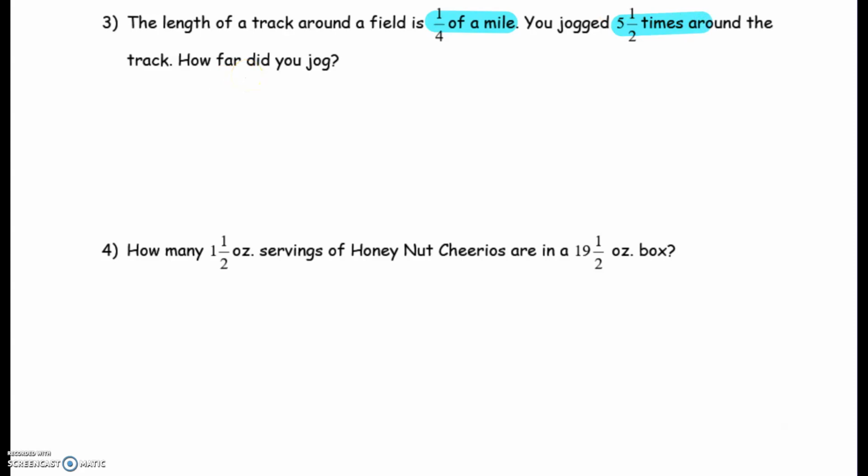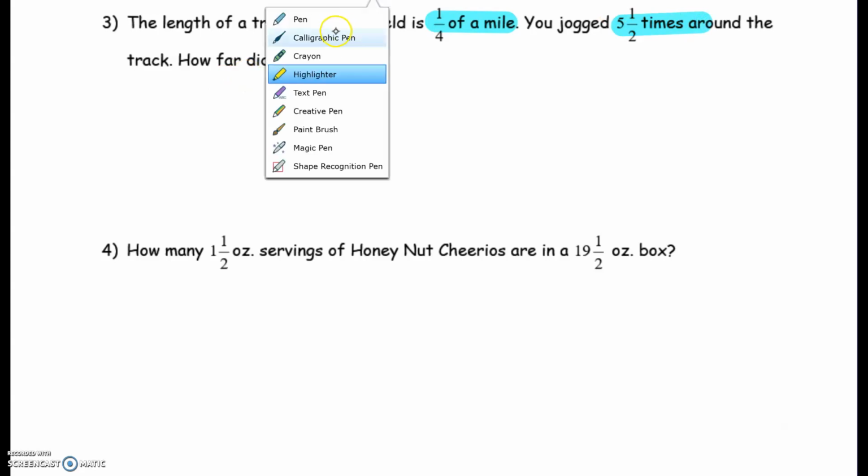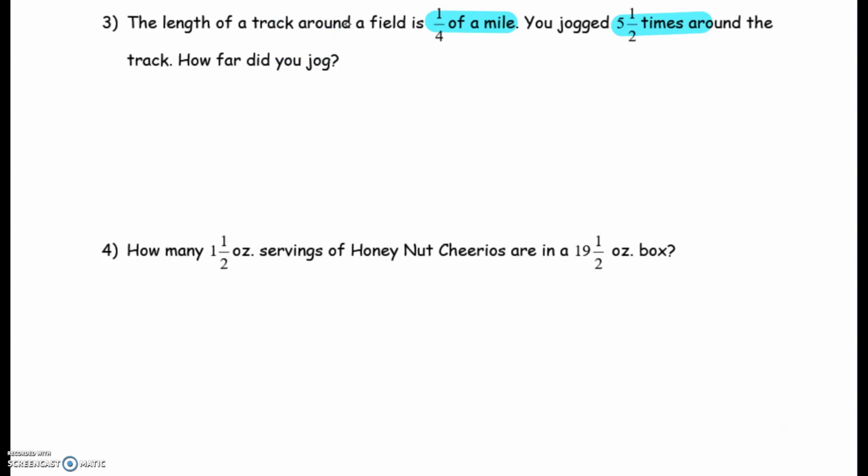What I like to do is let students think about these types of questions with easier numbers. So let's just say the length around the track was 1 mile and you jogged it 5 times. If the numbers were really that simple, in order to figure out how far you jogged, you'd multiply both values. The only difference here is that we're dealing with a proper fraction, which is 1/4, and a mixed number, which is 5 1/2. Still going to do the same exact operation of multiplication, but it'll be a little bit more difficult, but nothing that we can't handle.